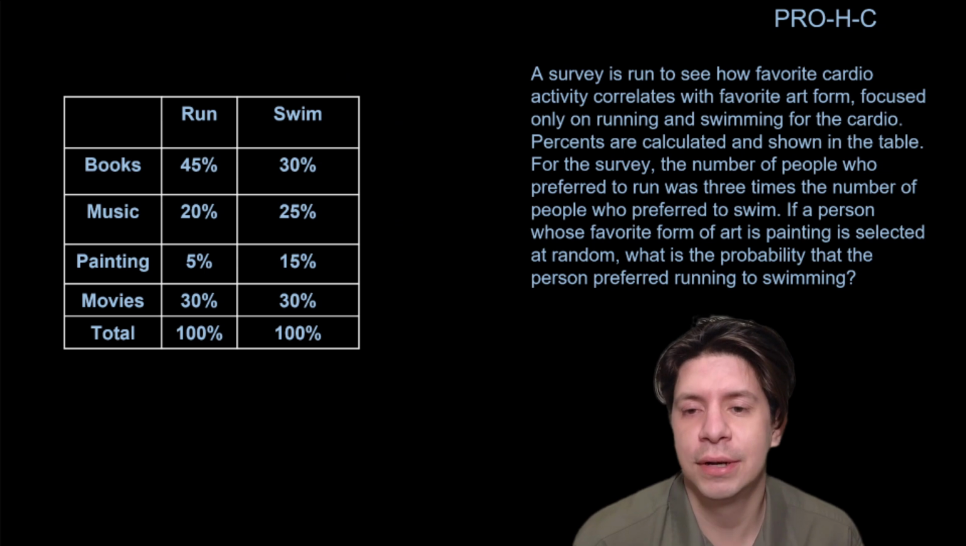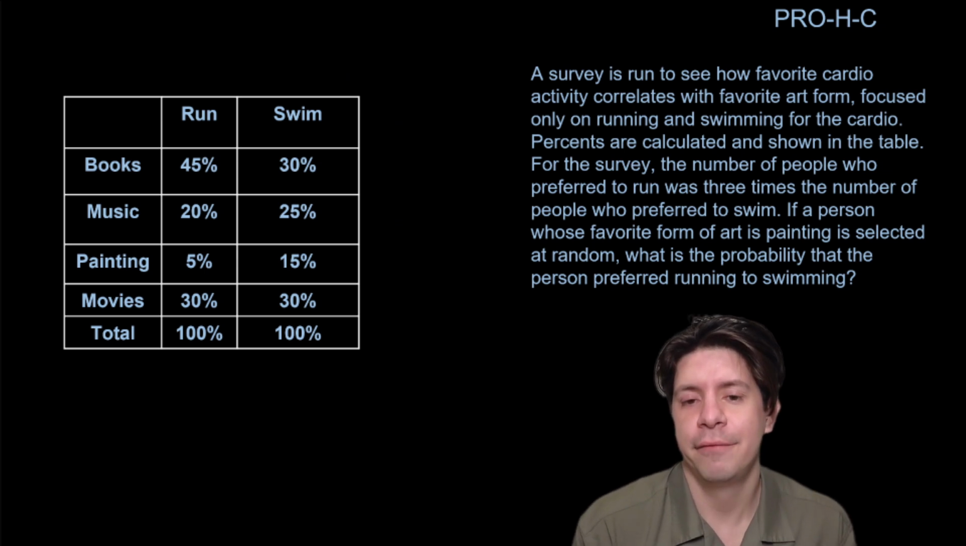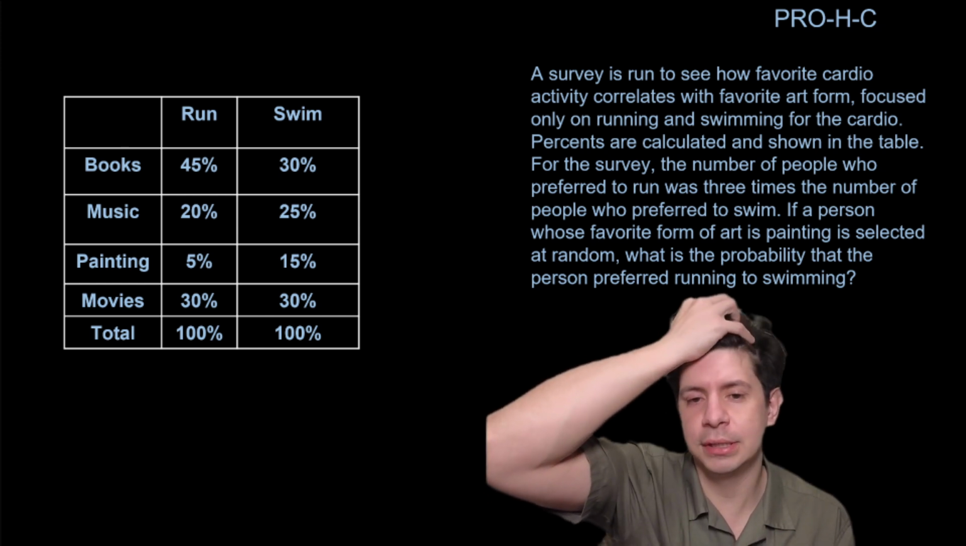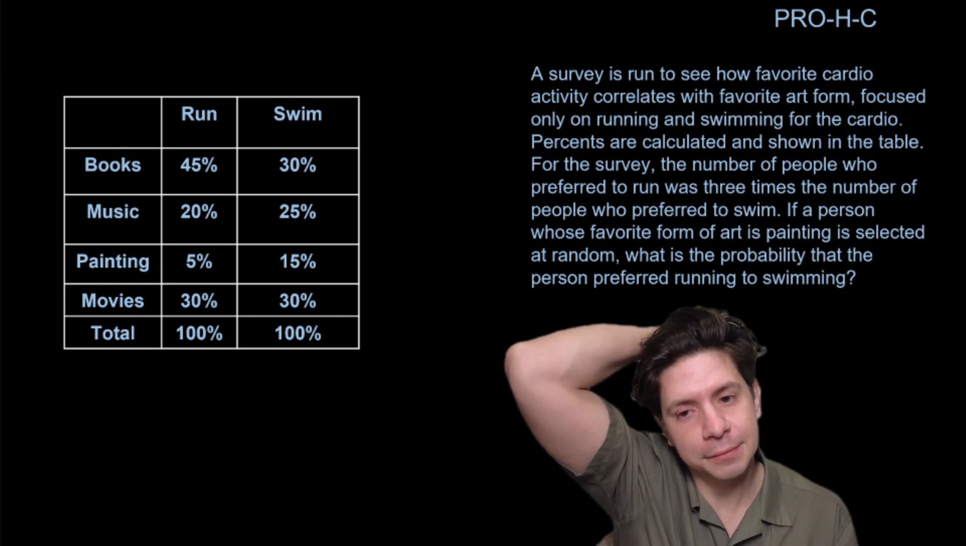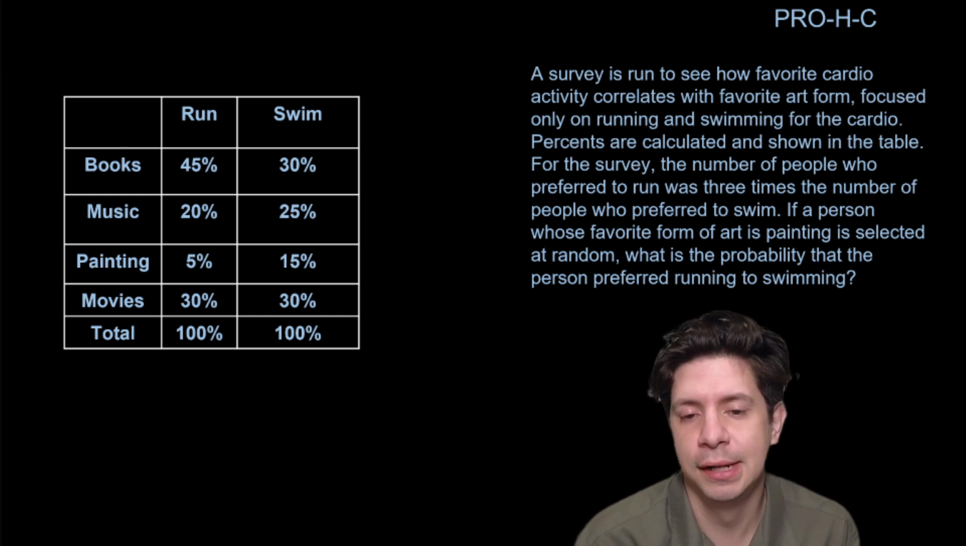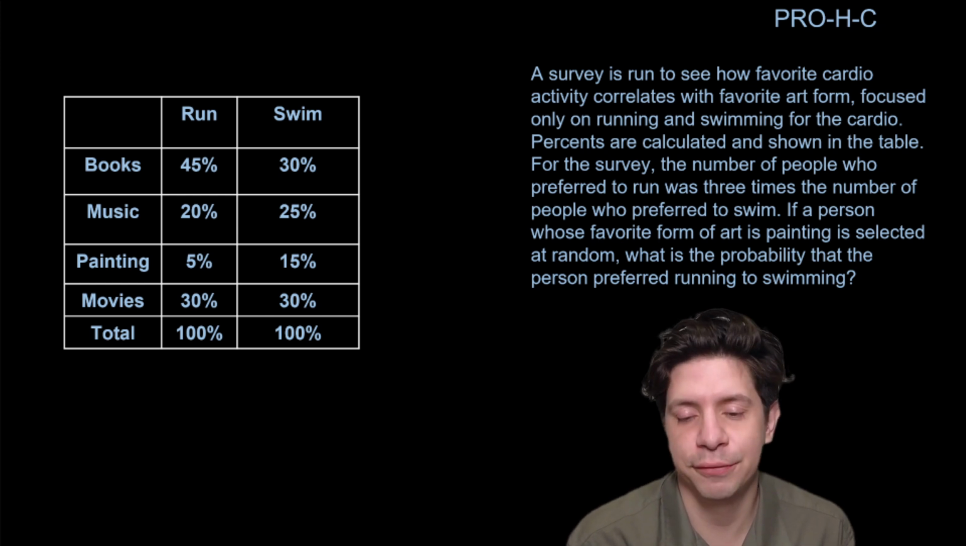A survey is run to see how favorite cardio activity correlates with favorite art form, focused only on running and swimming for the cardio. Percents are calculated and shown in the table. For the survey, the number of people who preferred to run was 3 times the number of people who preferred to swim. If a person whose favorite form of art is painting is selected at random, what is the probability that the person preferred running to swimming?